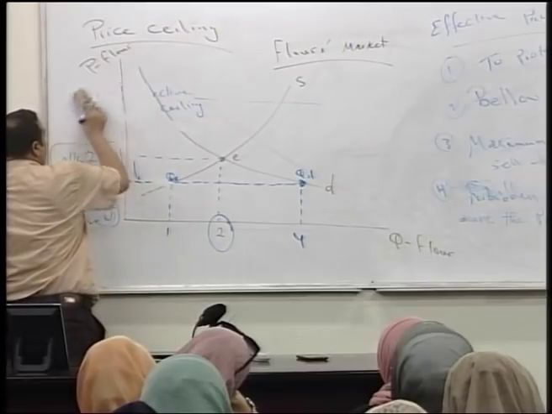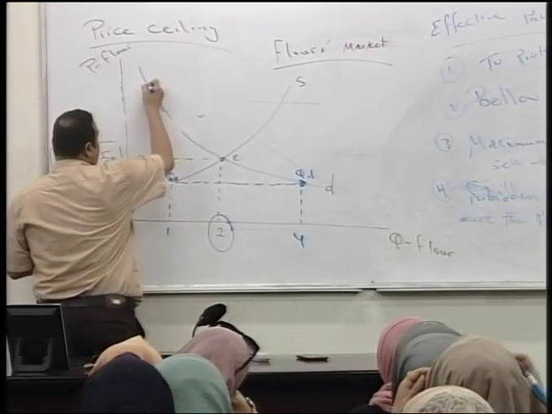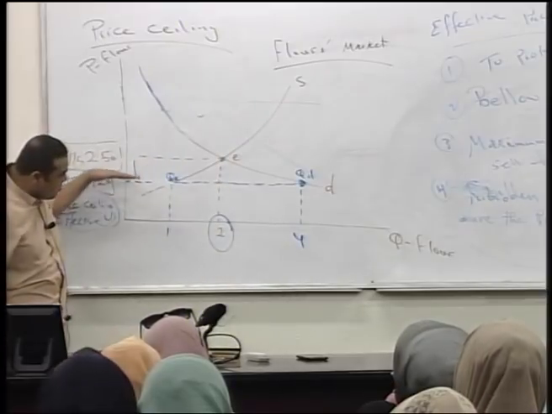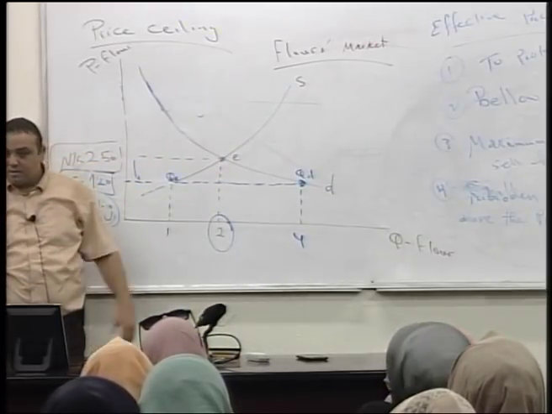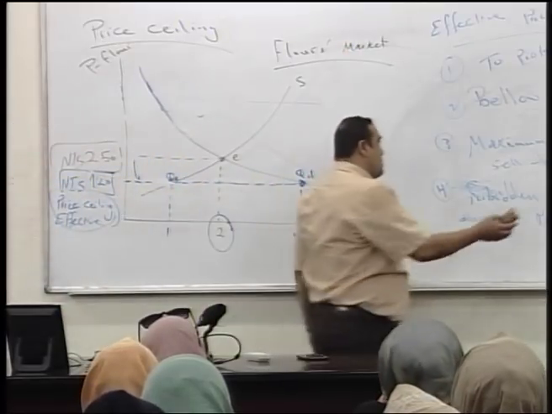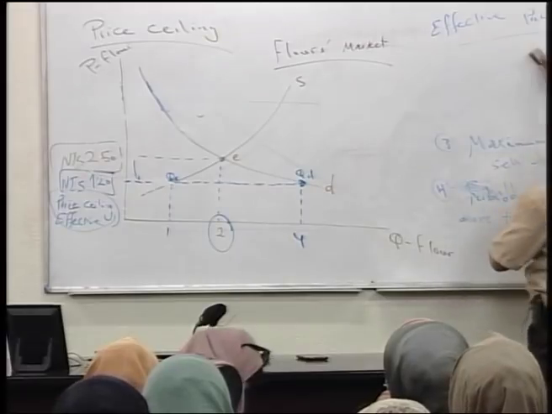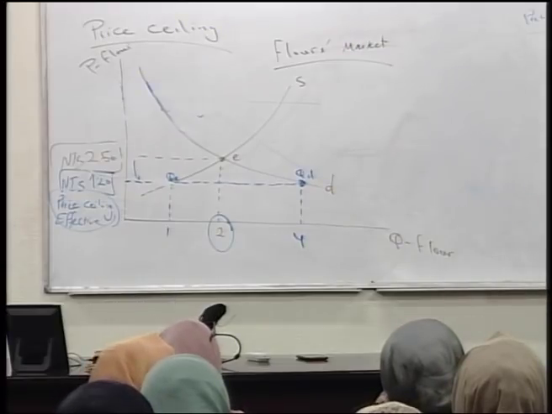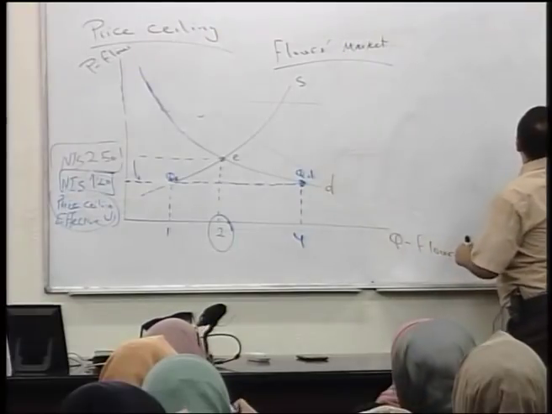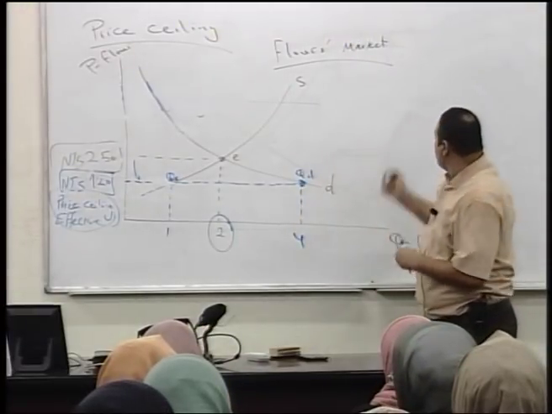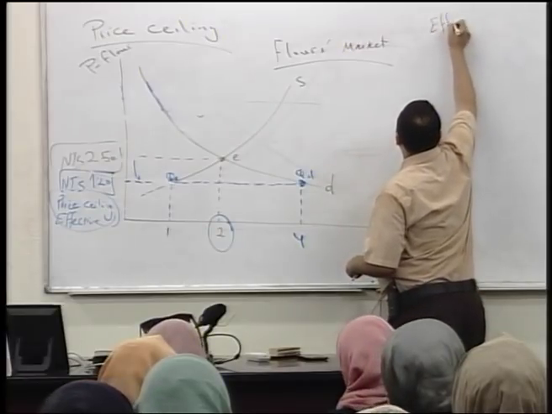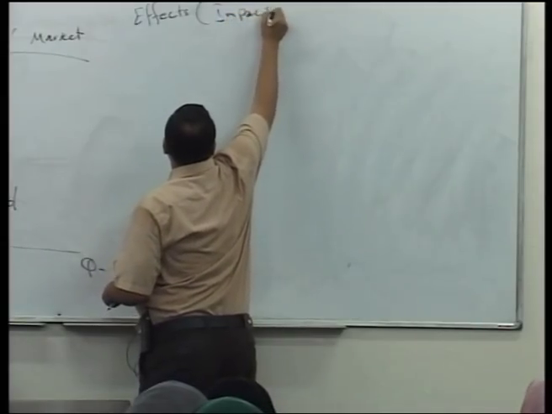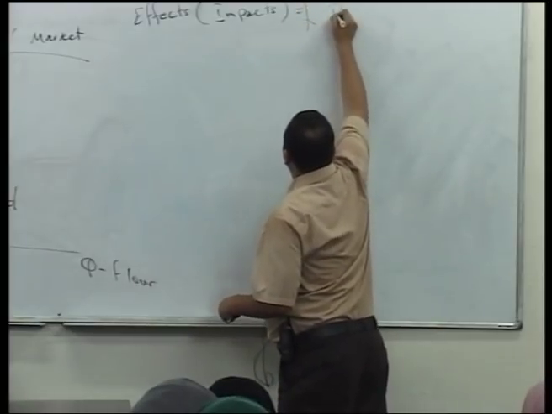Then above the equilibrium price is an ineffective price ceiling. So the effective price ceiling should be imposed below the equilibrium or market price. Okay, what are the impacts or the effects or the consequences of a price ceiling? The effects or impacts of the price ceiling policy.